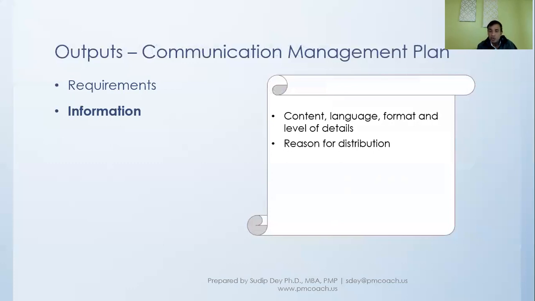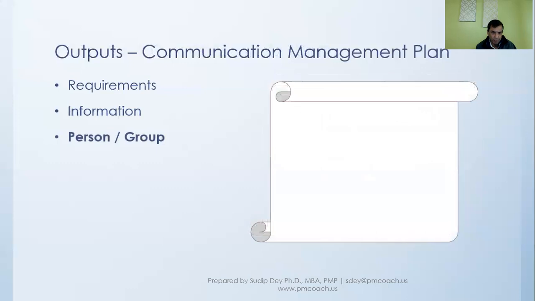Then what is the reason for distribution? Why are we distributing some information to some stakeholders? We need to be clear on that. And what is the time frequency of distribution? Because as we have said, it has to be done in a timely manner, and when appropriate, we would seek a response to ensure that the communication that we have provided has hit home.